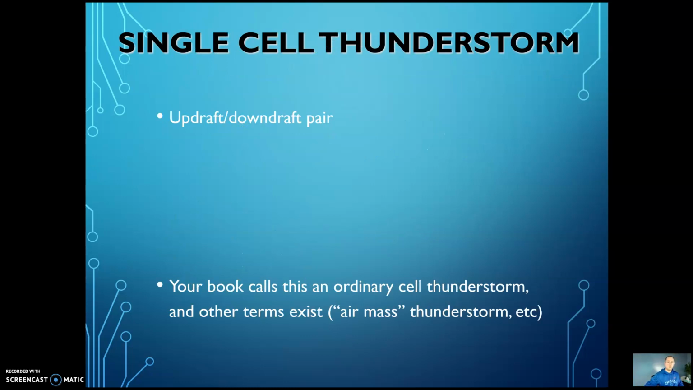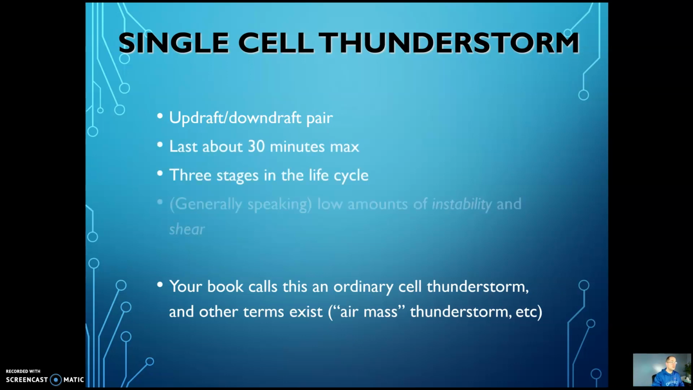And so we're going to talk a little bit about the idea of a single cell thunderstorm. And since the bullets are a little off, let's just go ahead and put it all up there. When we talk about a single cell thunderstorm, we're talking about a coupling of an updraft and a downdraft. Updraft, rising air in a thunderstorm. Downdraft, sinking air in a thunderstorm. And this is going to be the most basic component of a thunderstorm.